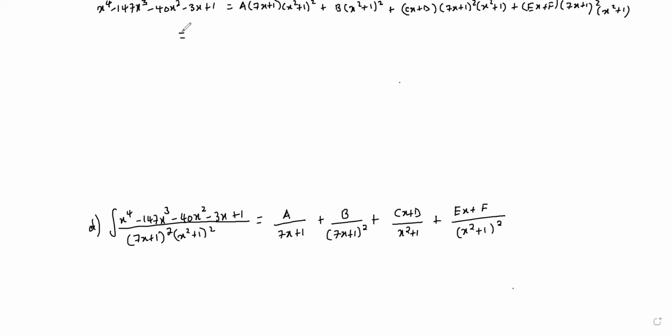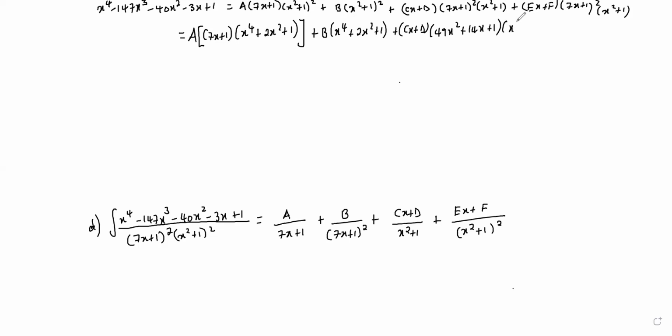So A, we're multiplying. This will be 7x plus 1, and then we'll have x4 plus 2x squared plus 1. And then B, x4 plus 2x squared plus 1. And then (Cx plus D), 49x squared plus 14x plus 1, multiplied by x squared plus 1, plus (Ex plus F), 49x squared plus 14x plus 1, x squared plus 1.